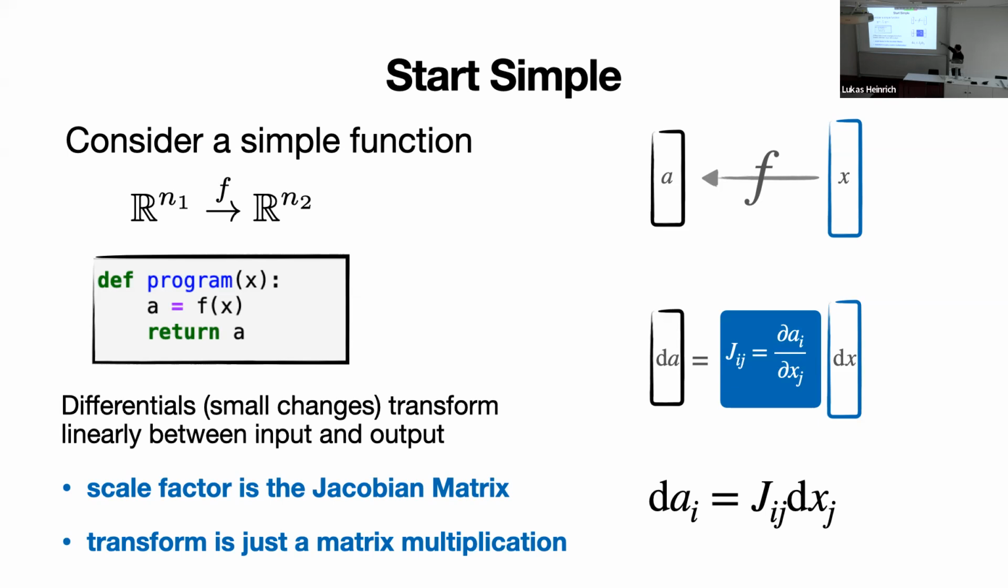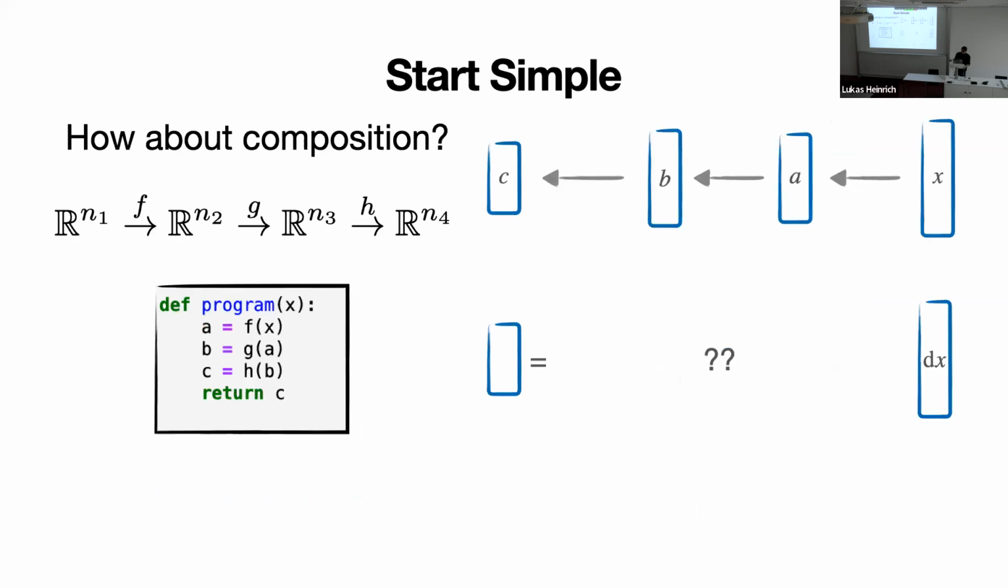You have your matrix Jij, which contains the partial derivatives of the output with respect to the input, and that maps from the input differential to the output differential. This is exactly the type of derivative that we are interested in, right? So in a way, what we want to find out is the Jacobian of any type of map that goes from input to some output.